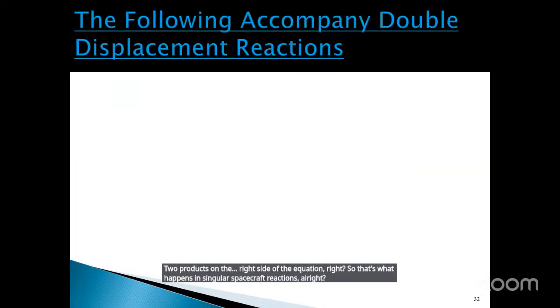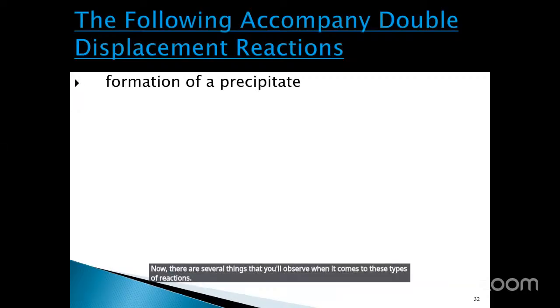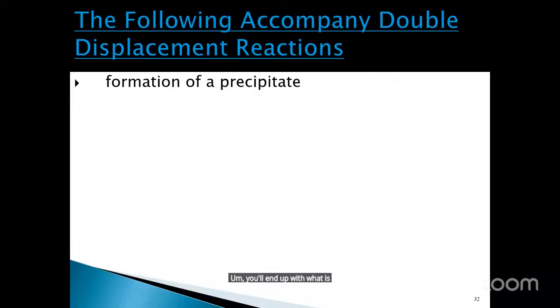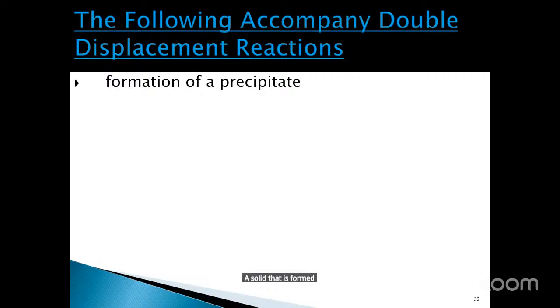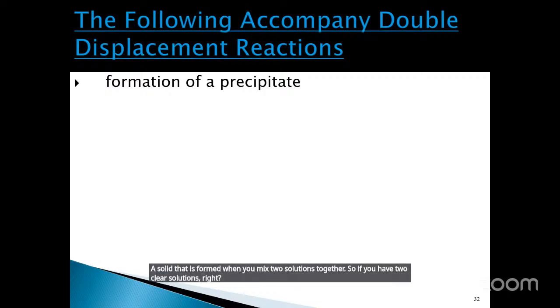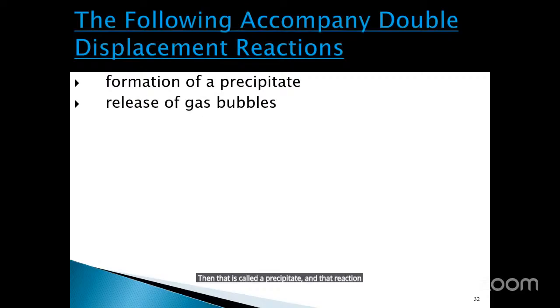Now, there are several things that you'll observe when it comes to these types of reactions. You'll end up with what is called a precipitate being formed, right? Now, I don't know if you've met this term before, but a precipitate is basically a solid that is formed when you mix two solutions together. So if you have two clear solutions and you add them together and you end up with a solid being spontaneously formed, then that is called a precipitate. And that reaction is called a precipitation reaction.